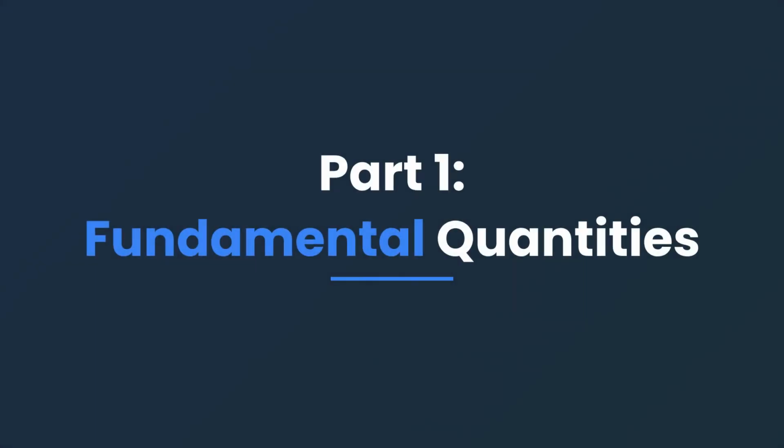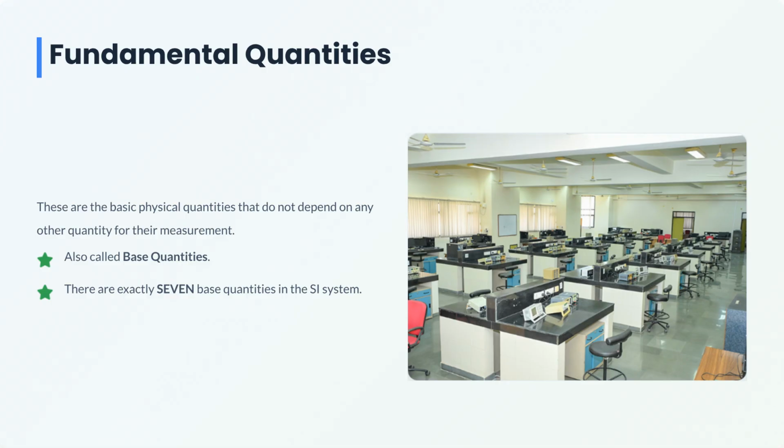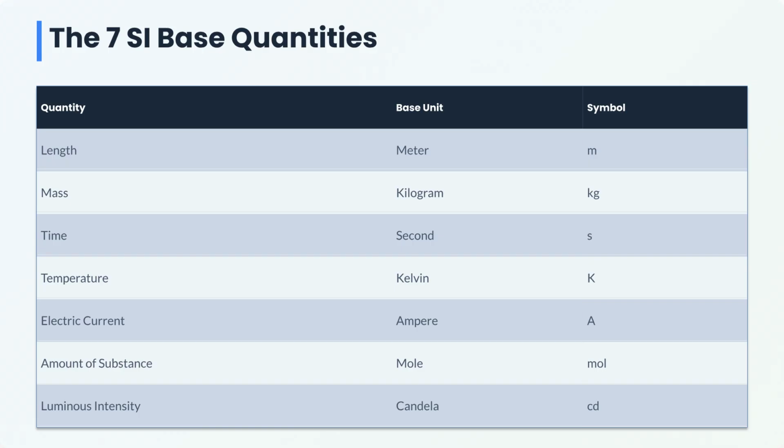Now let's look at part 1, fundamental quantities. Fundamental quantities, also called base quantities, do not depend on any other quantity for their measurement. There are exactly 7 of these in the SI system. This table lists the 7 SI base quantities: length, mass, time, temperature, electric current, amount of substance, and luminous intensity, along with their respective units and symbols.